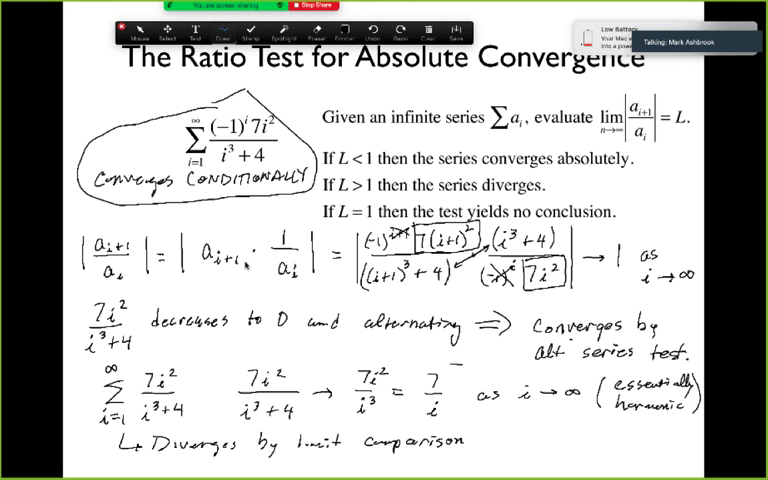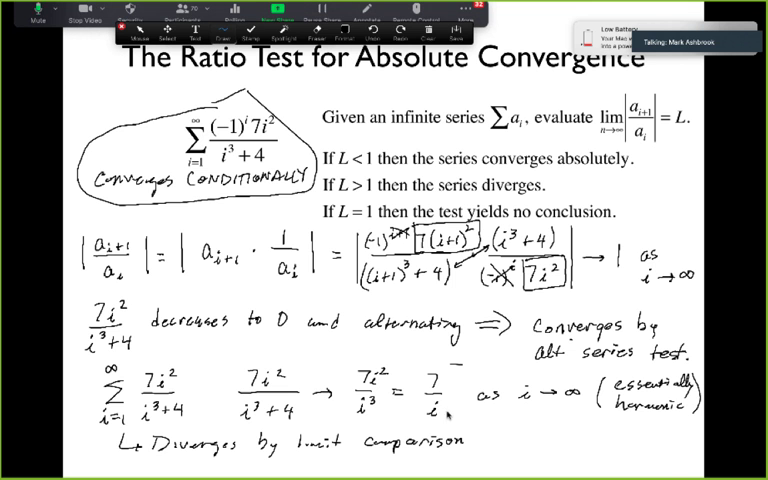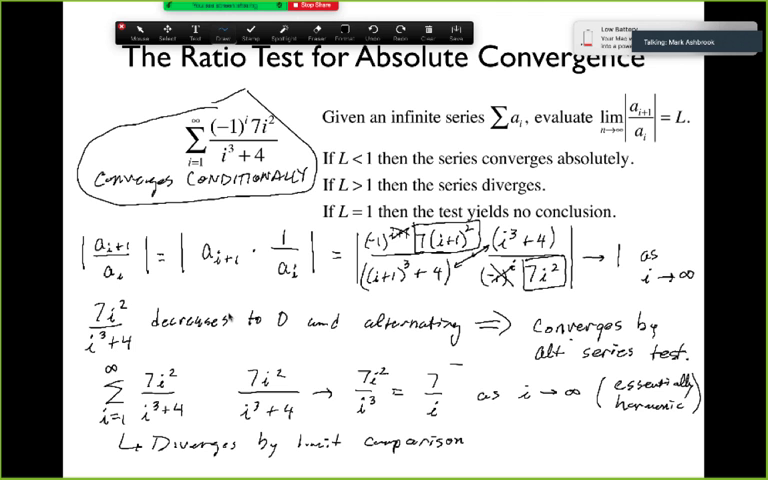So, for instance, going back to this, if this was 7i squared over i to the 5th plus 4, the alternating series test would say, yeah, that converges. And when we took the alternating off, it would also converge because it would be like something like 7 over i cubed or 7 over i squared. So that would converge conditionally. Again, I'm just restating that the alternating series test isn't a test for absolute convergence. It can converge by the alternating series test, and it still might converge conditionally, or it might converge absolutely. In this case, we had conditional convergence.